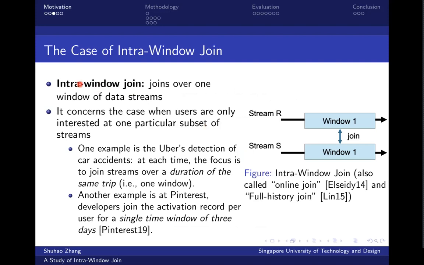In contrast, the intra-window join joins over one window of data streams, and it concerns the case where the users are only interested in one particular subset of streams. That is one window. One example is Uber's detection of car accidents. At each time, the focus is to join two input streams over the duration of the same trip. That is one window. Another example is at Pinterest, where the developers use Flink to join the activation record per user for a single time window of 3 days.